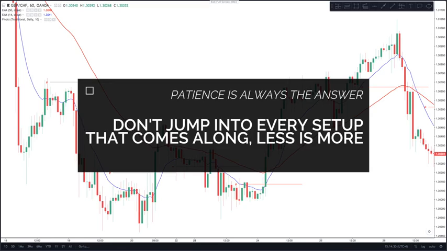Pivot entries come up all the time, so don't try to force anything on the market, or you'll bring your strike rate down. Patience is always the answer.